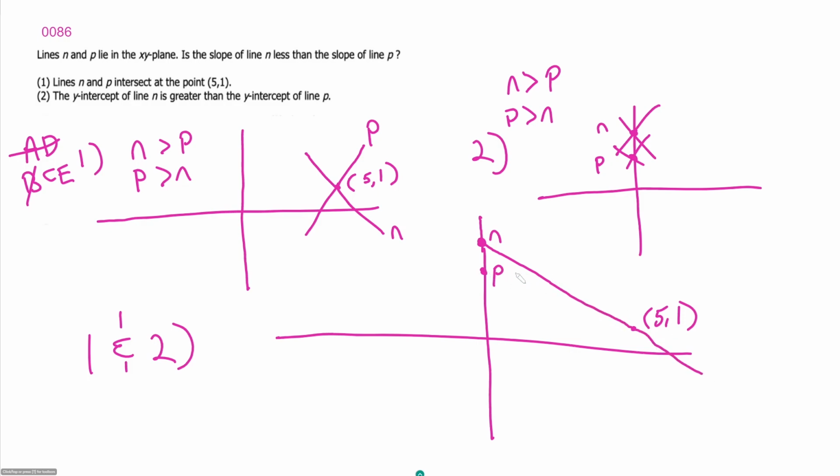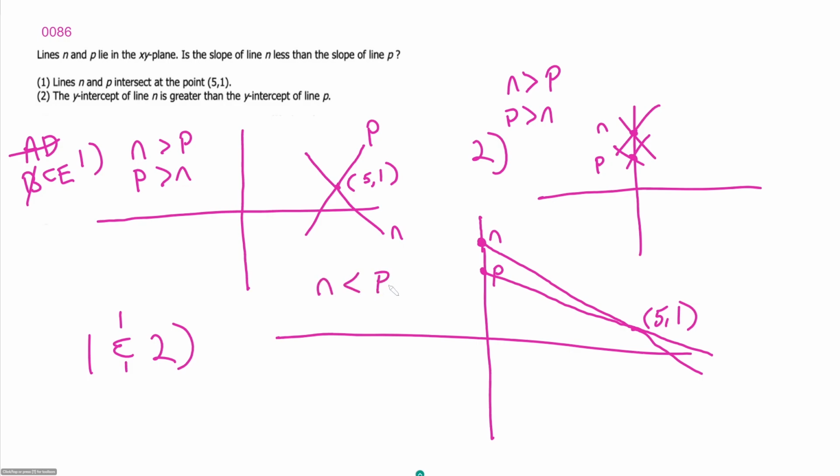So having this point here now dictates what the slope of our line is going to look like. And so what do we notice here? N, because it's higher up, is going to have a steeper slope. That means N is going to be more negative. Take a second to think what that means. If it's more negative, that means it is less than P. So the fact that our slopes are negative, the fact that P is a flatter slope actually means P is the greater slope. So right now we have one example where N is less than P.